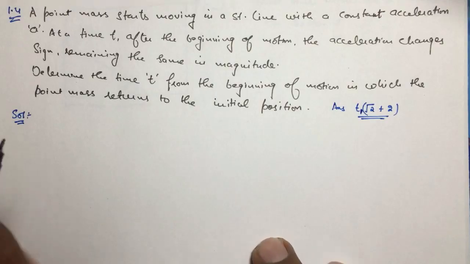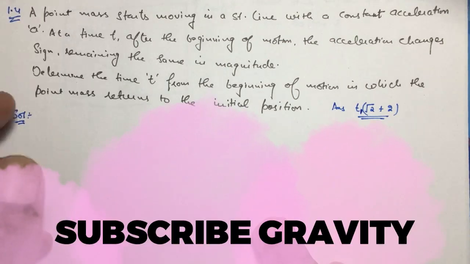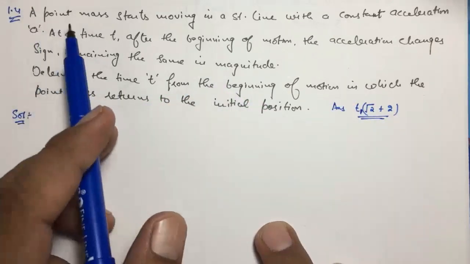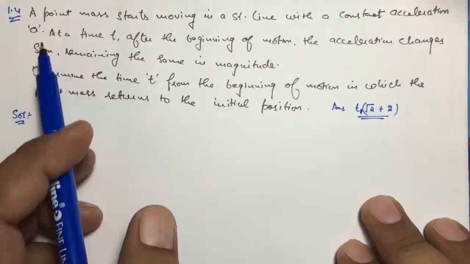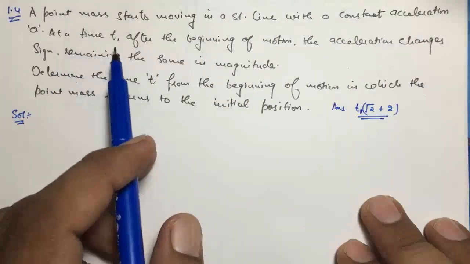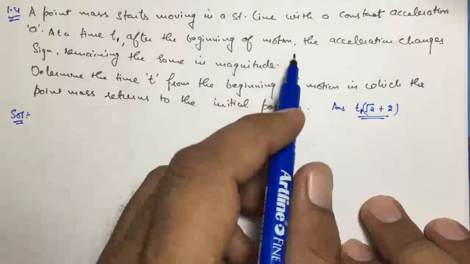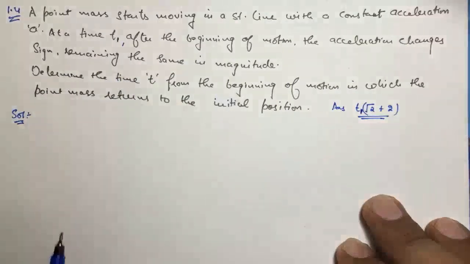Hello everyone, today we are going to solve the next question from the book S.S. Krotov. The question is 1.4 from the mechanics part, and the question says a point mass starts moving in a straight line with a constant acceleration a. At a time t1, after the beginning of the motion, the acceleration changes sign, remaining the same in magnitude.